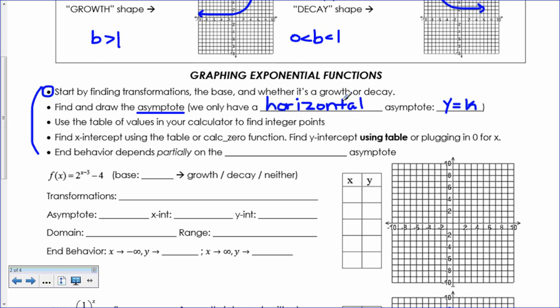Okay, so you're going to have your horizontal asymptote. You usually want to draw that first so you have your boundary set up. To get the rest of the graph, you're just going to use your calculator. You're going to type the equation into the calculator, hit second graph to use the table of values, and then just find as many integer points as you can, write them down, and plot them. So the actual graphing is not that bad. You just get to use your calculator.